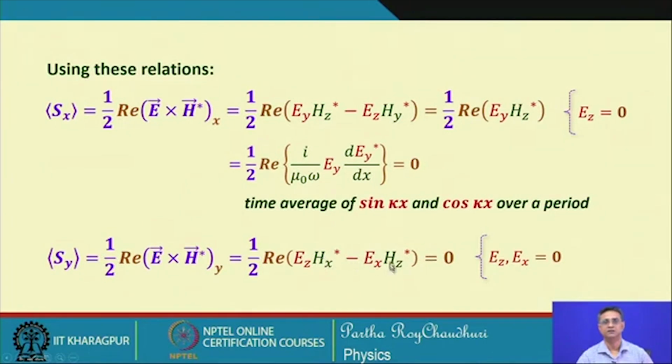So, E z and E x both are appearing here. That is why this quantity equals 0. It tells you that there is no power flow along the y direction as well.